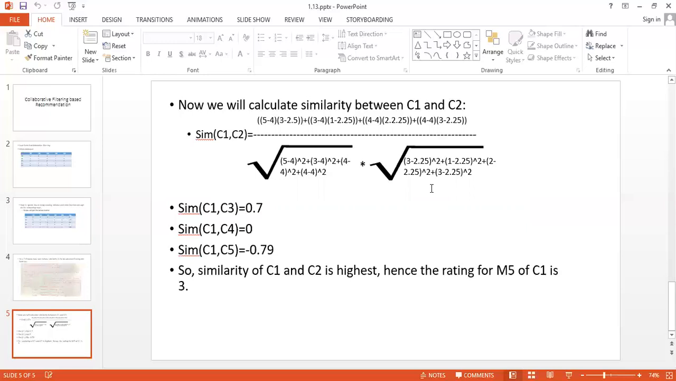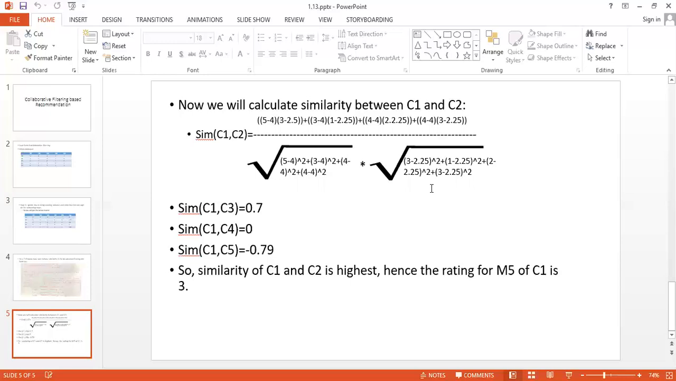Similarly, we have to take C1 and C3, similarly C1 and C4, then C1 and C5. Now we have to compare all these values with one another. So the similarity between C1 and C2 is highest. Hence the rating of M5 for C1 is 3.